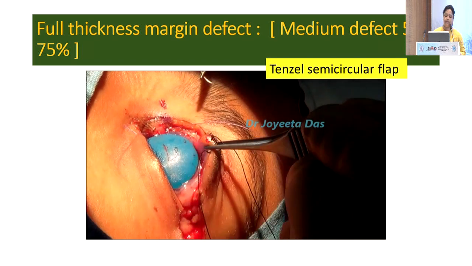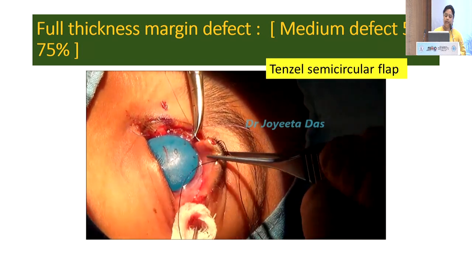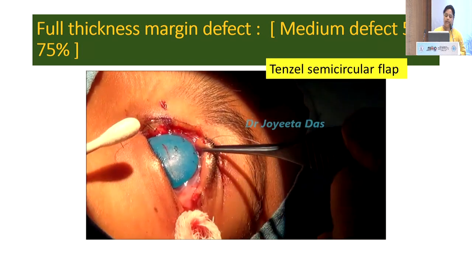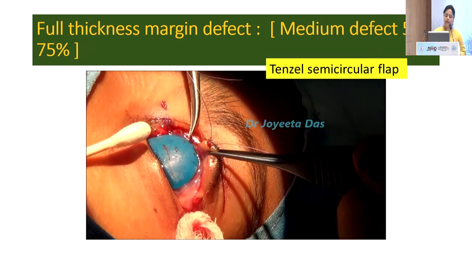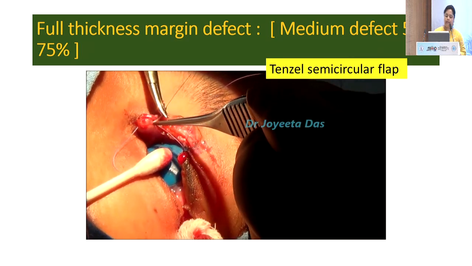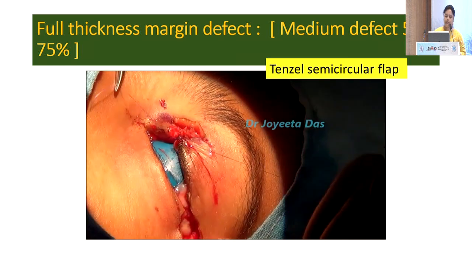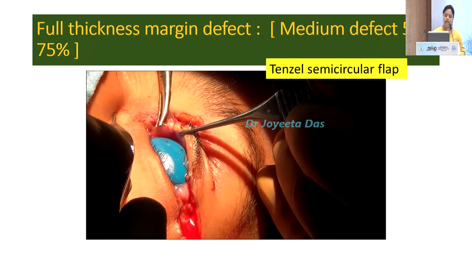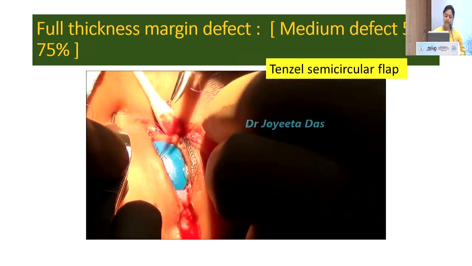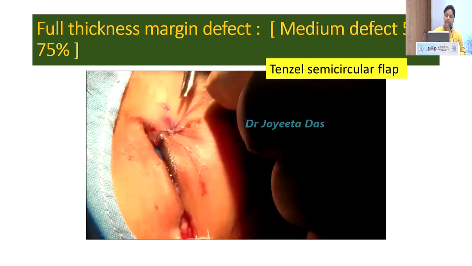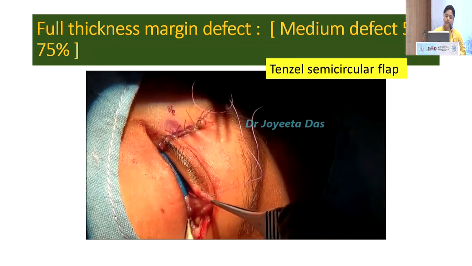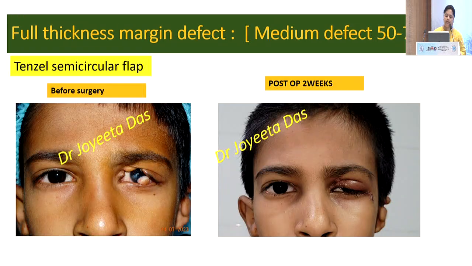Now the suture is as in the direct closure. Vertical mattress suture. And finally, the lateral canthoplasty is done and the myocutaneous flap has been sutured with interrupted sutures. This is the case I have just done. This is the 2 weeks post-op follow-up.